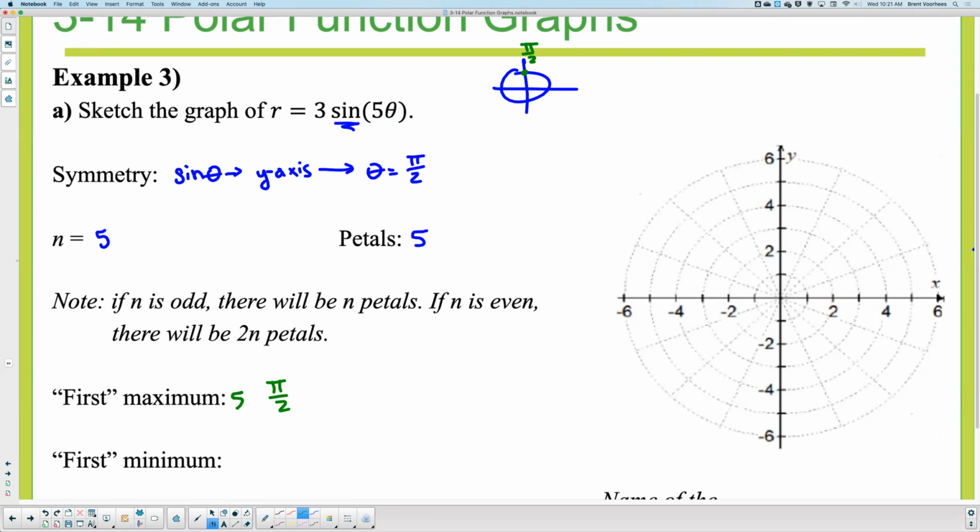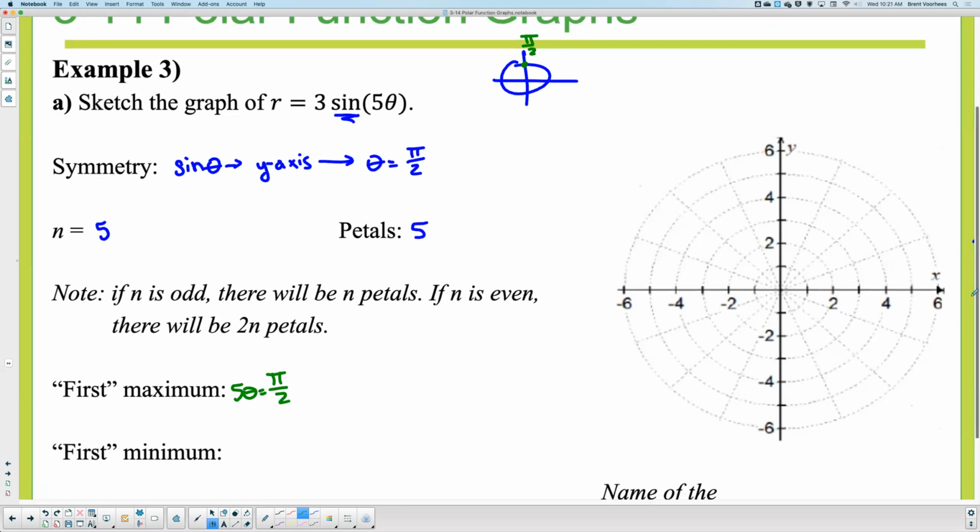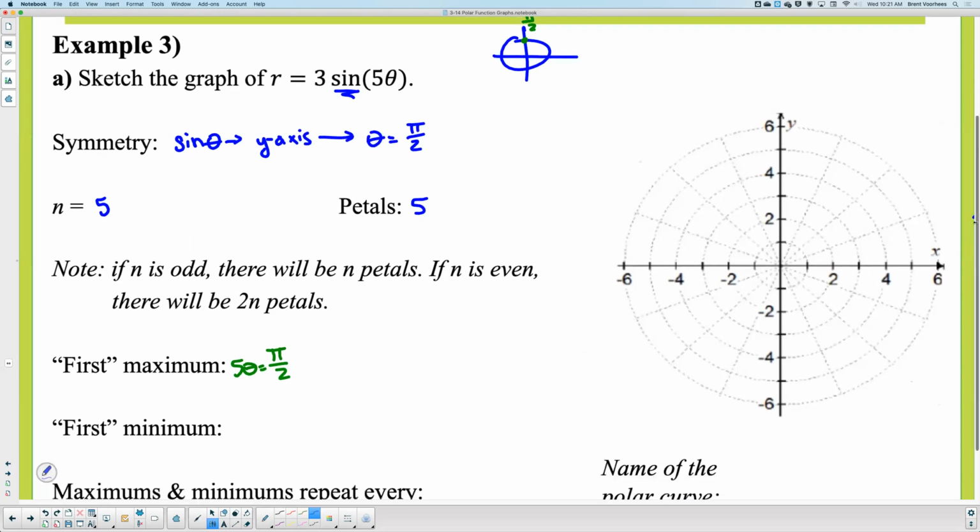I need to say this is 5 theta equals pi over 2. Now, how would I solve for theta? You divide by 5. So if I divide that by 5, what I'm going to get is theta equals pi divided by 2 divided by 5, which is pi divided by 10. This gets its first maximum at pi over 10.